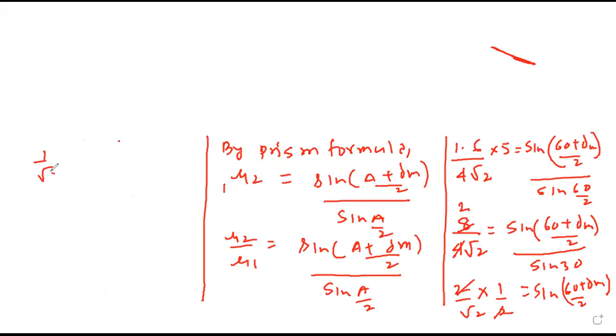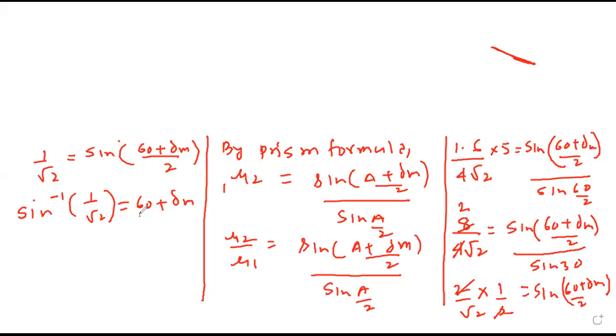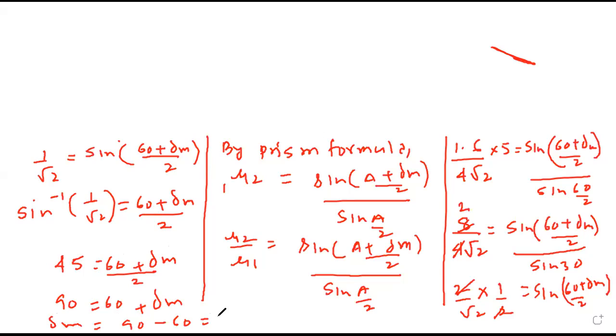So we got 1 upon root 2 equals sine of (60 plus delta M) upon 2. Everybody has copied till the last line? Then when sine comes to the other side, we write that mathematically as sine inverse. So sine inverse of 1 by root 2 is (60 plus delta M) upon 2. What is sine inverse 1 by root 2? 45. Very good. So 45 equals (60 plus delta M) upon 2. That means 90 equals 60 plus delta M. So delta M is 90 minus 60, which is 30 degrees. Please solve till the end.